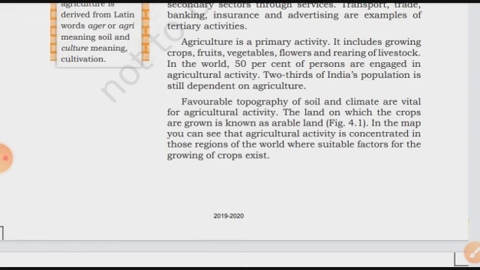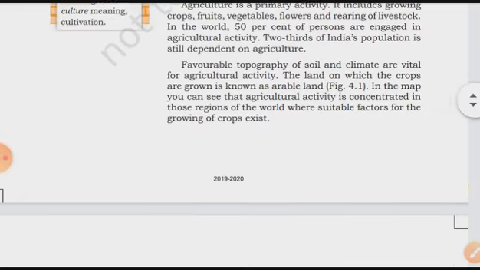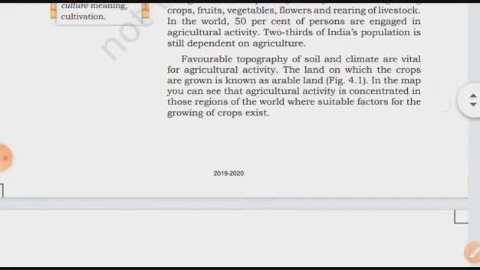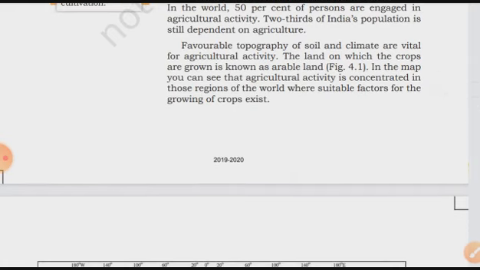2/3 of India's population is still dependent on agriculture. Here they have given the example of India. So of the population we have at present, its 2/3 part still depends on farming activities. Okay, then favorable topography of soil and climate are vital for agricultural activities. Topography means the surface of the land; the land surface, the soil and the climate are very important for agricultural activities.